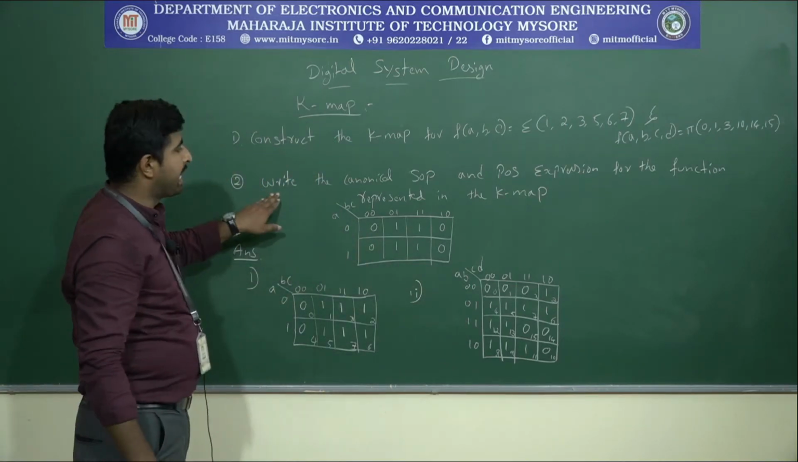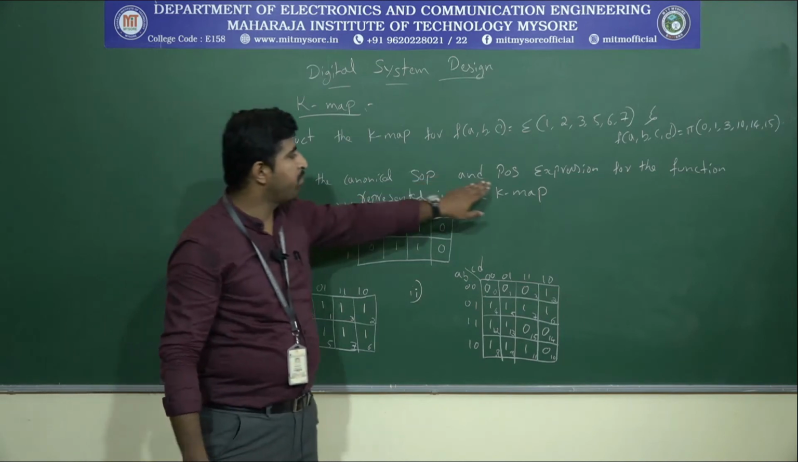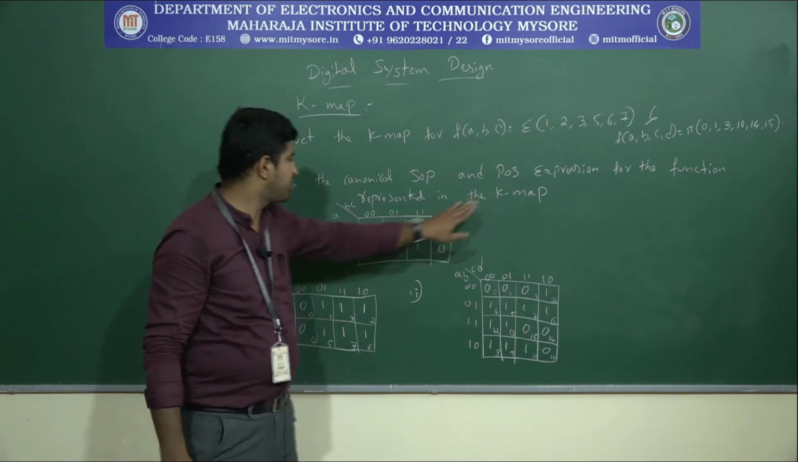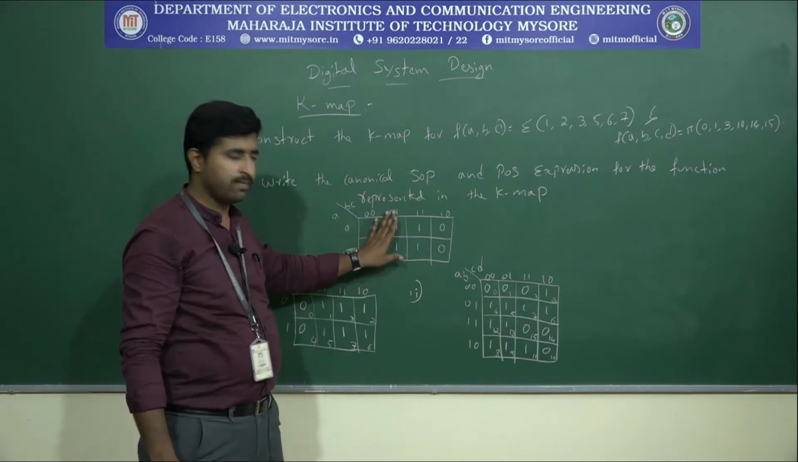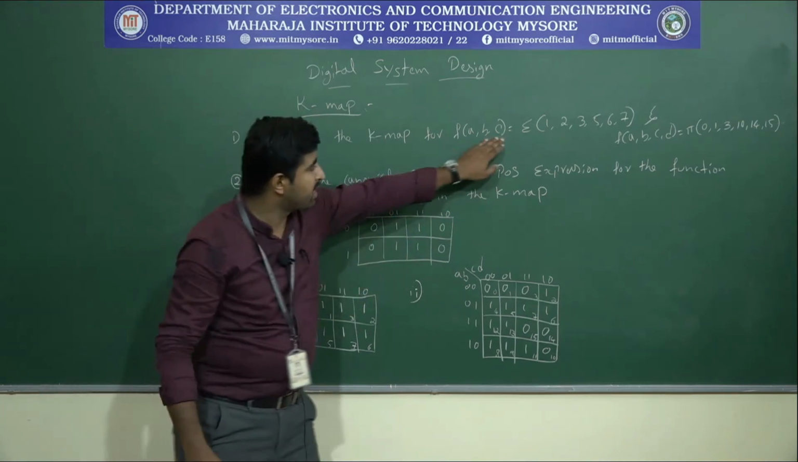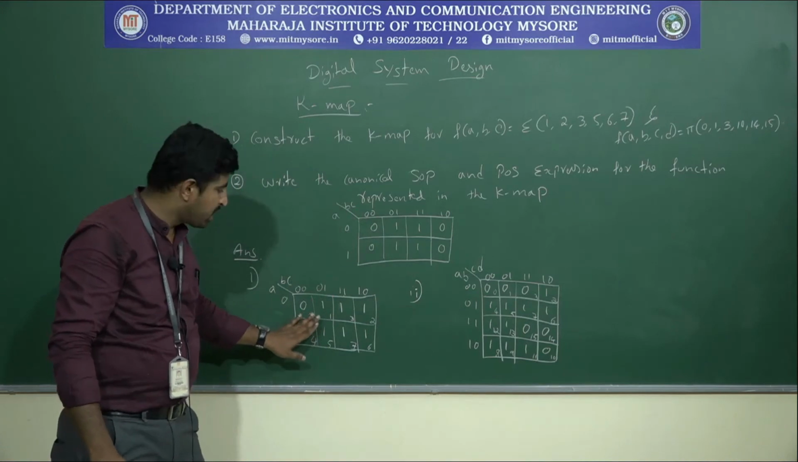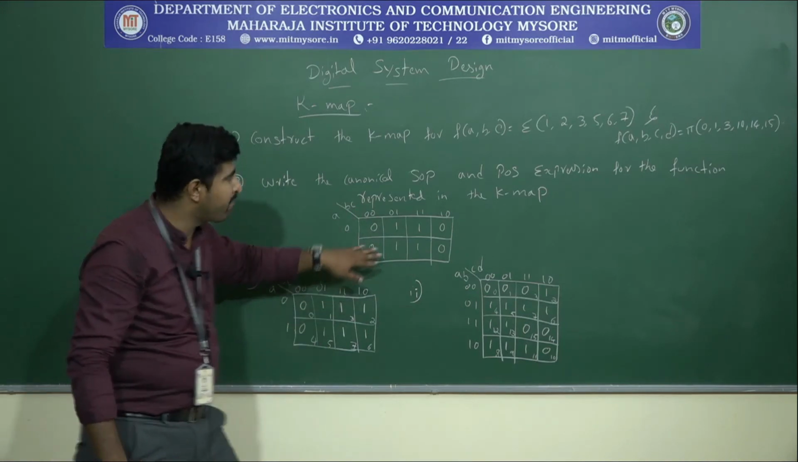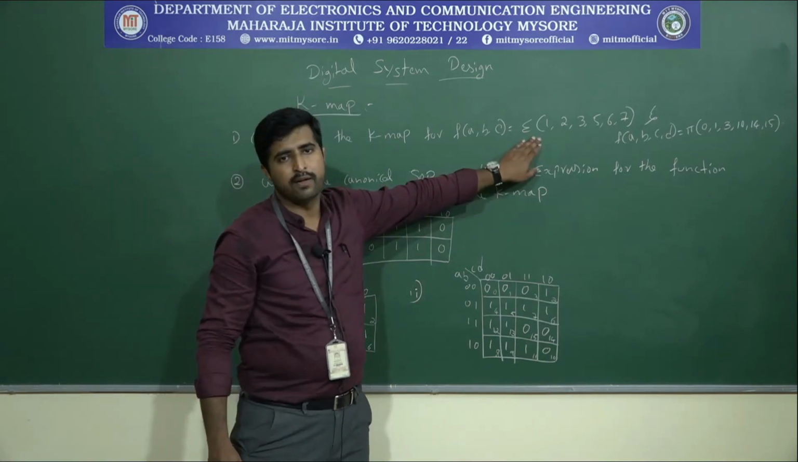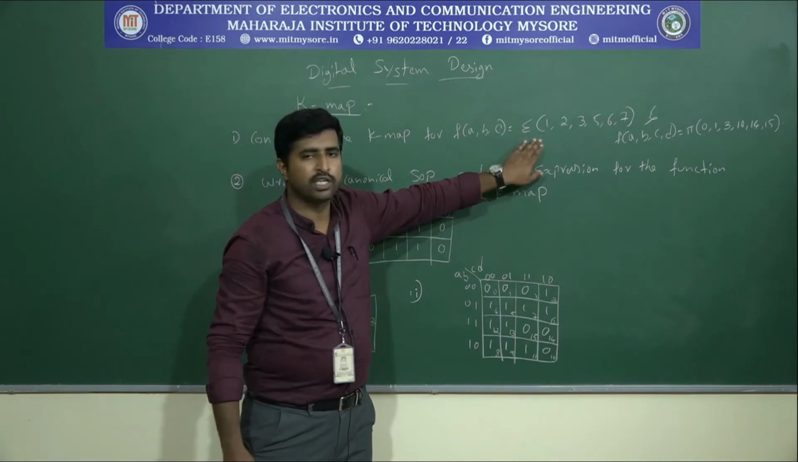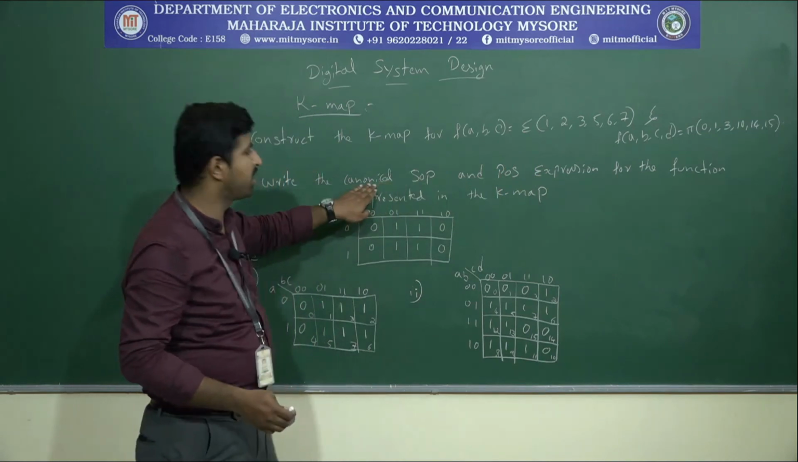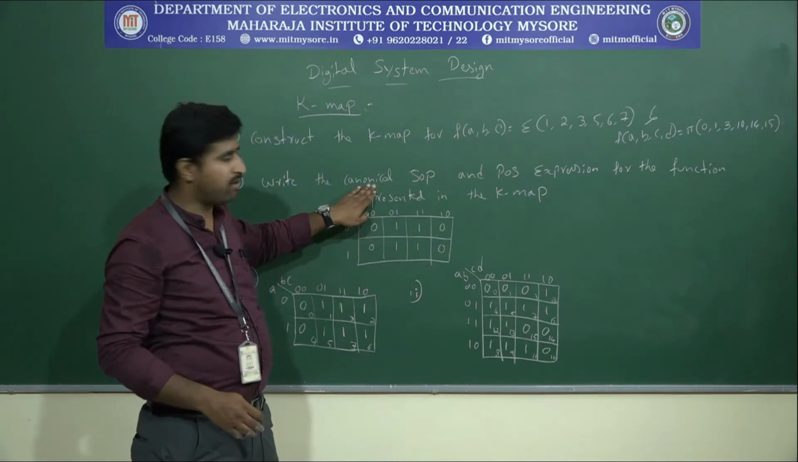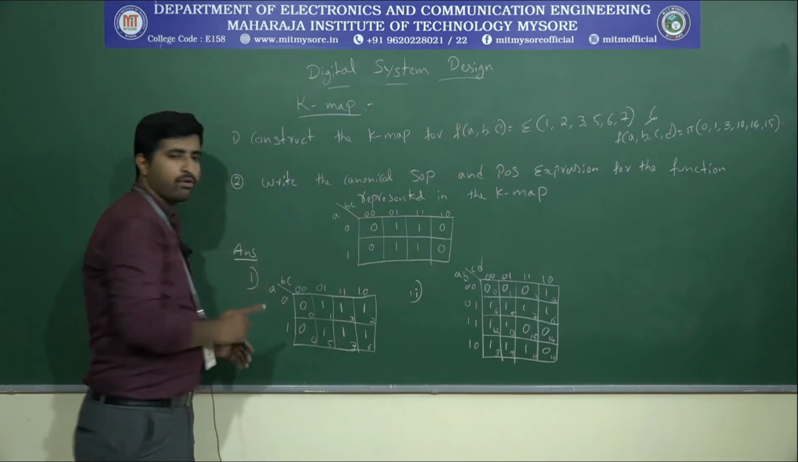The problem is: write the canonical SOP and POS expression for the function represented in the K map. So the function has been represented here. From the K map we need to write the expression in this way, even in the sigma notation or the full canonical form, whatever it may be. Here they asked for the canonical SOP. Let's write the canonical form only. So I will take the second problem.